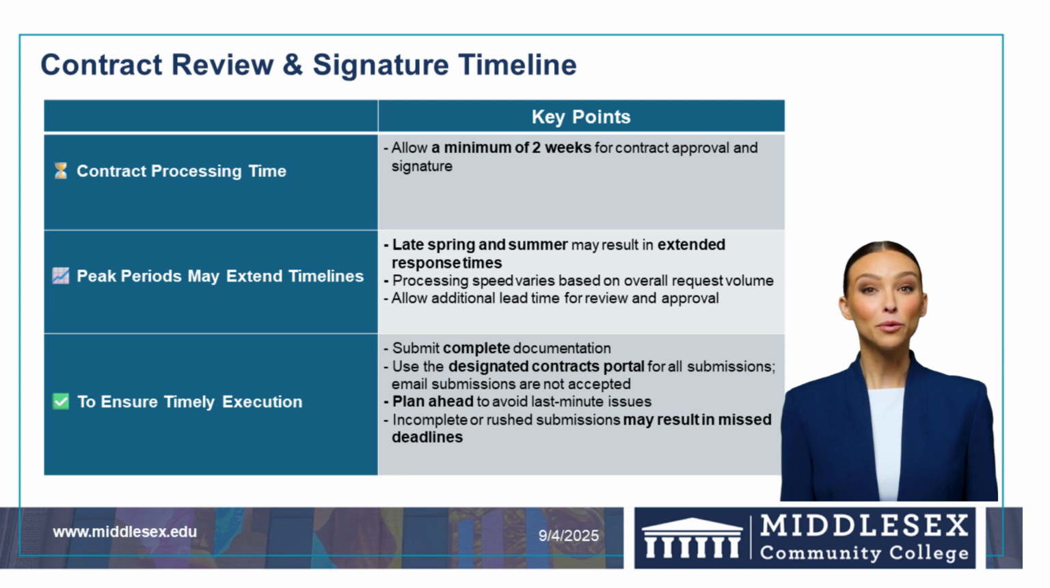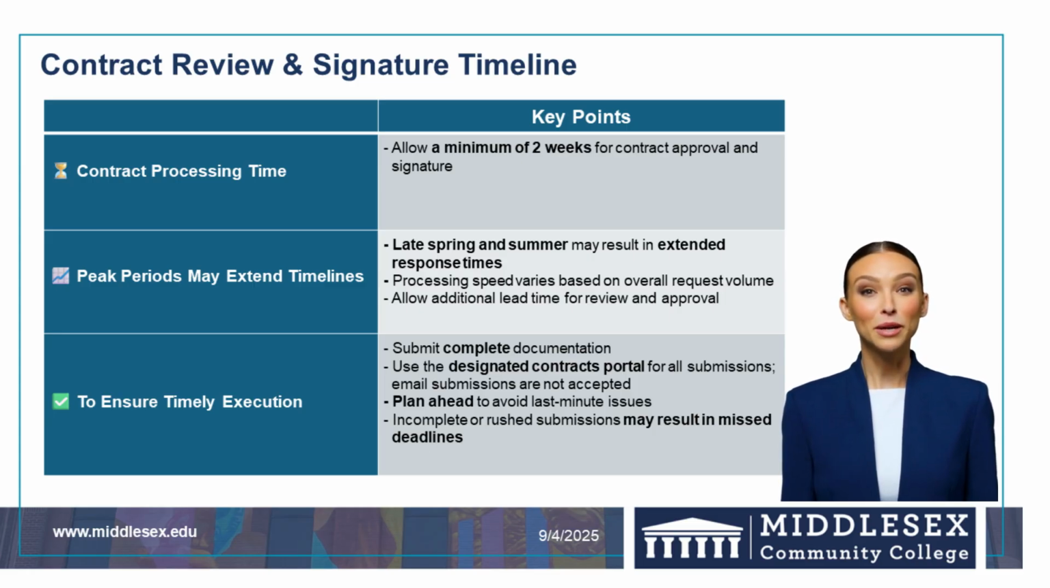Now that we've covered the roles and responsibilities, let's talk about timing. Because when it comes to contracts, timing is everything. To ensure your contract is reviewed and signed without delays, it's important to understand our standard processing timeline. We ask that you allow a minimum of 2 weeks for full review and signature. This gives us time to assess the terms, ensure compliance, and coordinate with all necessary parties.